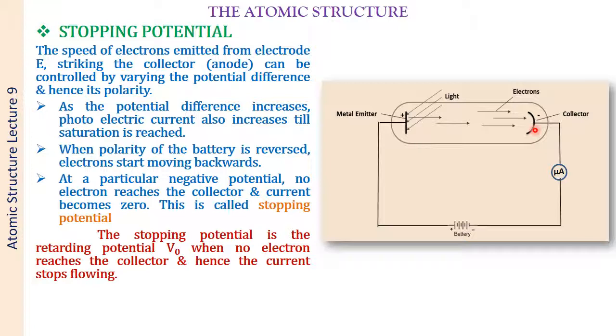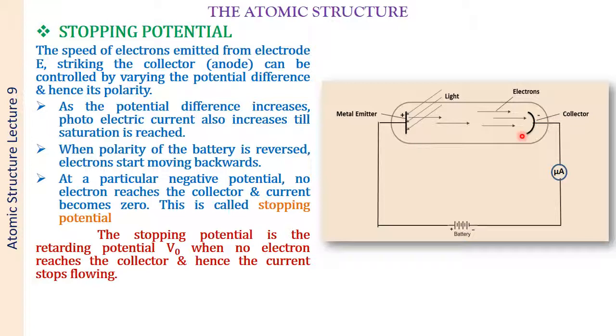Now what will happen if we add a variable voltage source to the circuit so that the polarity of the battery is reversed? You can see here that we have reversed the polarity of the battery as you saw in the photoelectric effect diagram. Now the collector is at a negative potential as compared to the emitter. So now what will happen? The electrons are negatively charged, so they will be repelled by the negative collector.